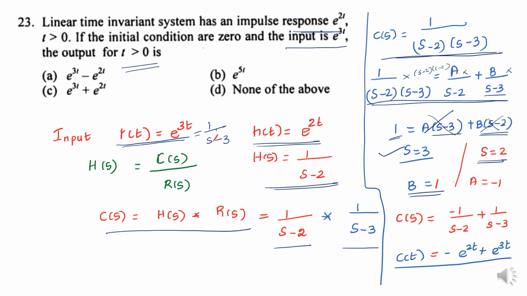Here 2 minus 3 minus a equal to 1 and e is equal to minus 1. Now I have to substitute, so c of s is equal to minus 1 by s minus 2, since a is minus 1, plus 1 by s minus 3. Then I have to find the inverse Laplace transform of c of s. So what is the inverse Laplace transformation? That is minus e power 2t plus e power 3t. So e power 3t minus e power 2t, that is the correct answer for this problem.